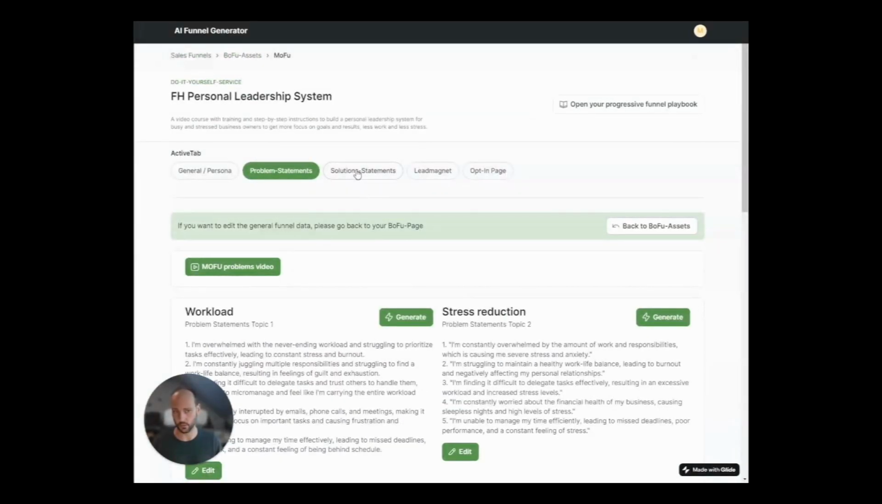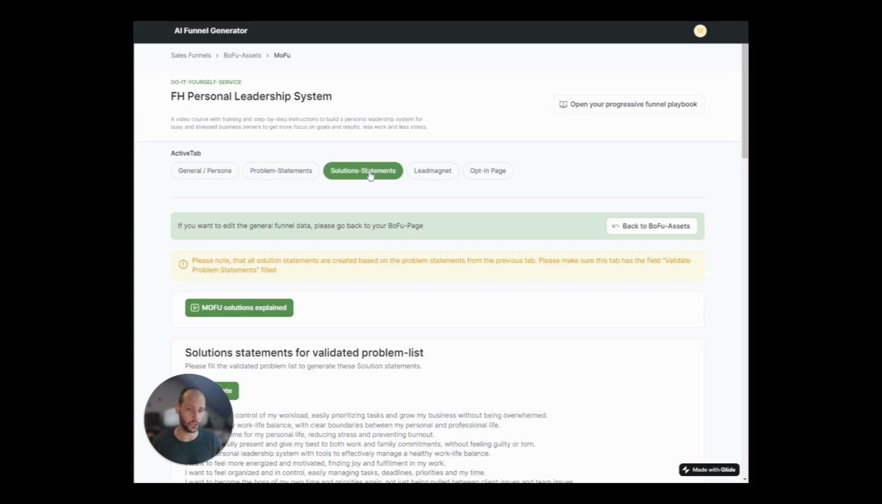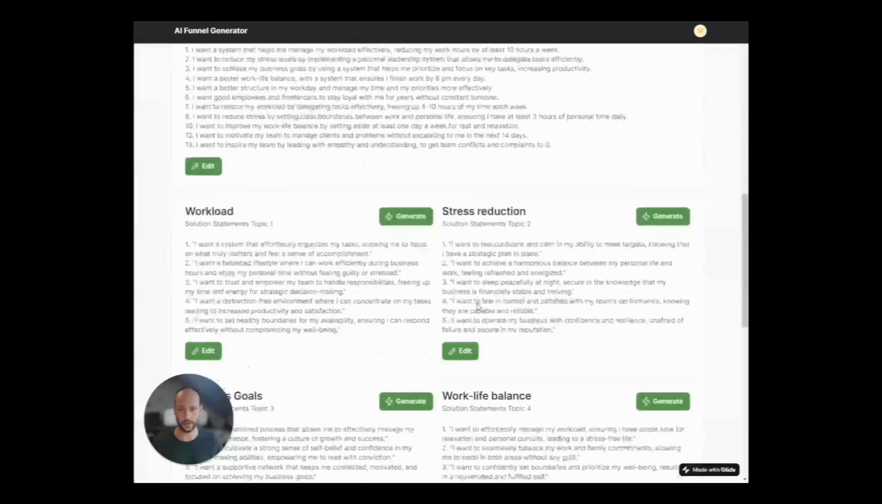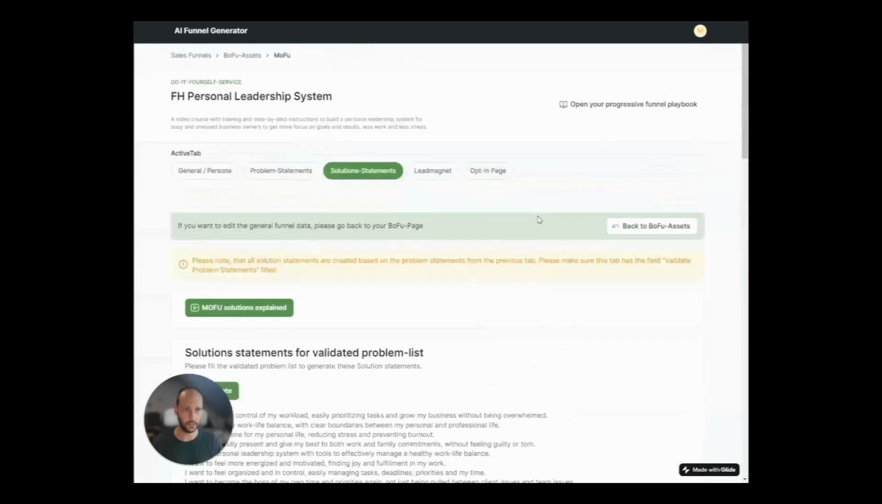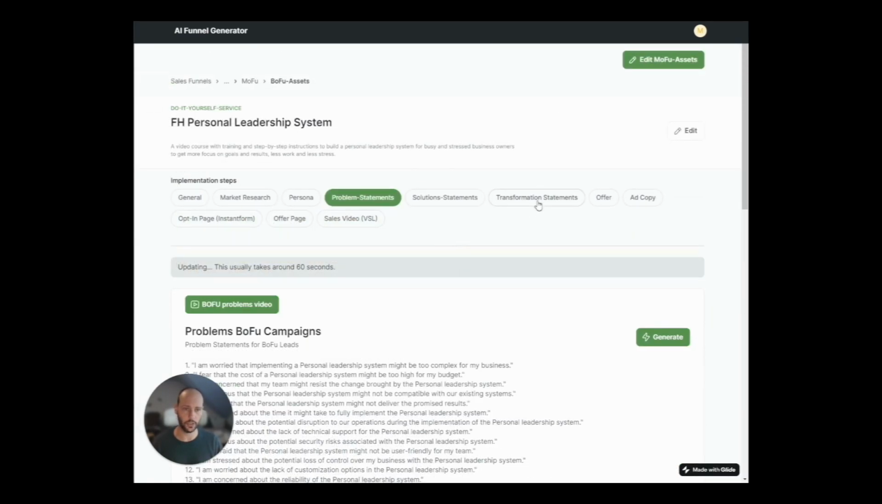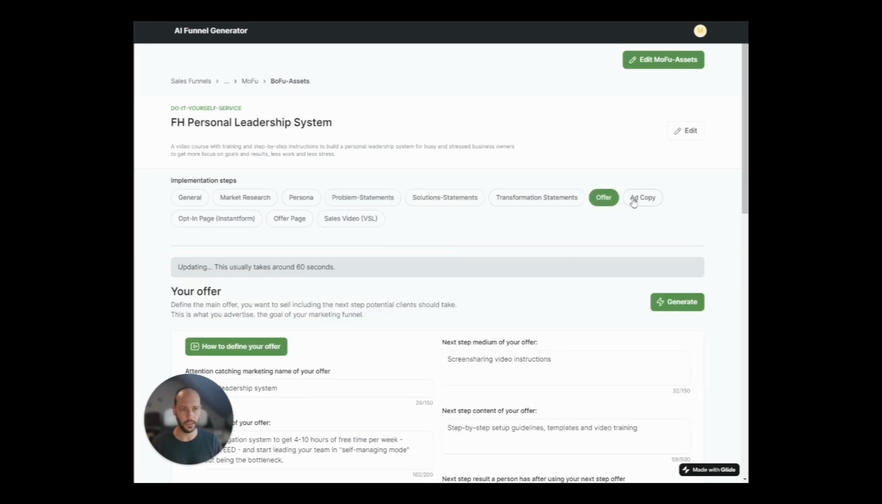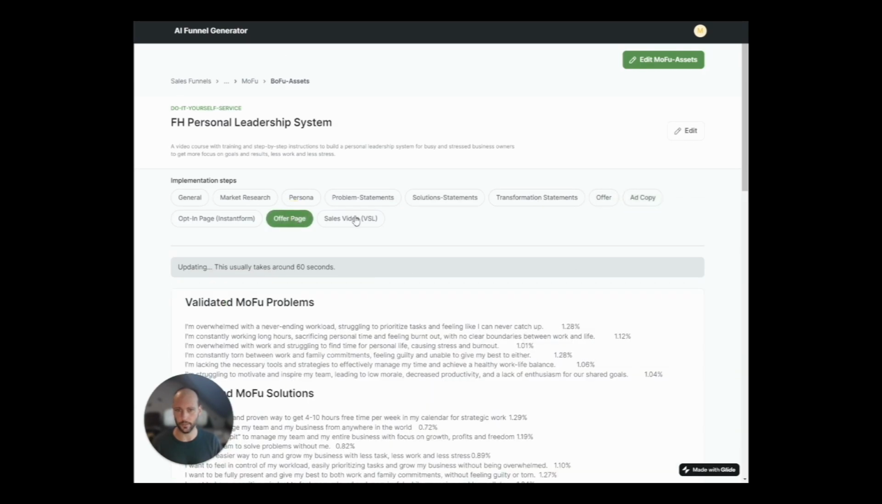And of course, you can do this with many other parts, with the solutions. Remember, that's the right side, the green side of the pyramid. Here you can test or first generate all the solutions, then test them, and they should, of course, be the opposite of the problems you tested. And then you can also generate here your offer and your ad and your opt-in page and everything.